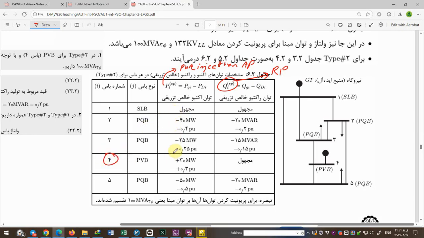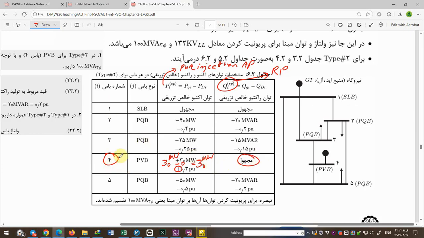Only bus number 4 is changed. The generation is 30 megawatts minus 0 as a load, so it would be positive 30 megawatts as a pure active power injection, and plus 0.3 per unit. The pure injection of active power and reactive power is unknown.